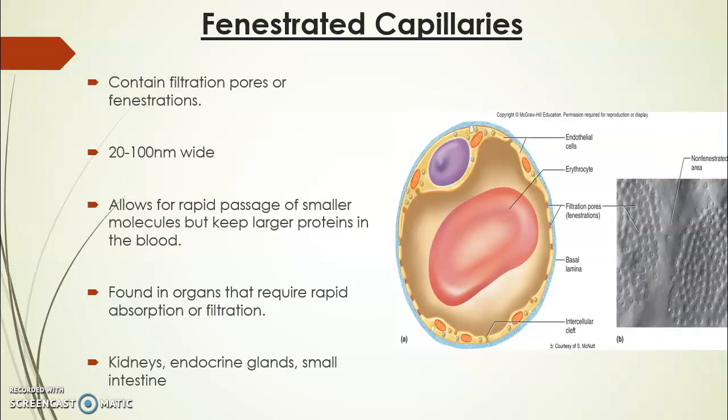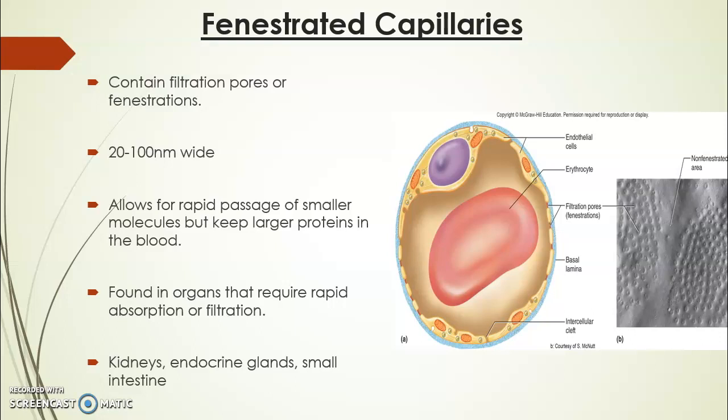Whereas fenestrated capillaries are going to have filtration pores that are much bigger. They're going to be about 20 to 100 nanometers wide. So they are going to allow the passage of small molecules, but they're not going to allow those larger proteins to go through. However, many things are going to be able to pass through much more frequently than the continuous capillaries. These are typically going to be found in organs, and they're going to allow for rapid absorption and filtration, which we'll talk about when we get into that actual process.